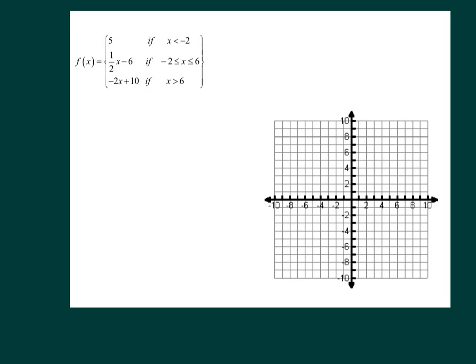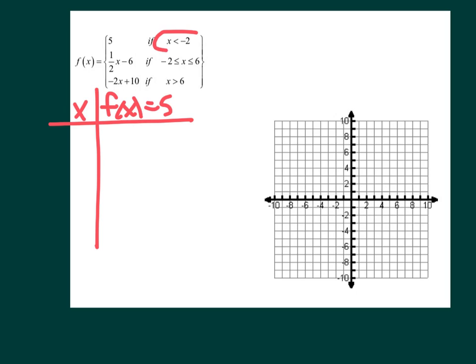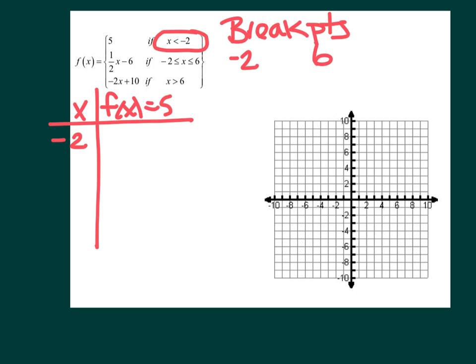All right, let's try another one. You notice this time that there are 3 pieces to the graph. So we have to do 3 separate tables. So I'm going to go x, and the first one is f of x equals 5. And let's see, so we're going to start at -2. And again, we're going to pick numbers that are less than -2. So let me talk about those breakpoints. This time I have 2 breakpoints. My first breakpoint is -2, and my second breakpoint is 6. So we'll come back to that idea, but just keep that in mind.